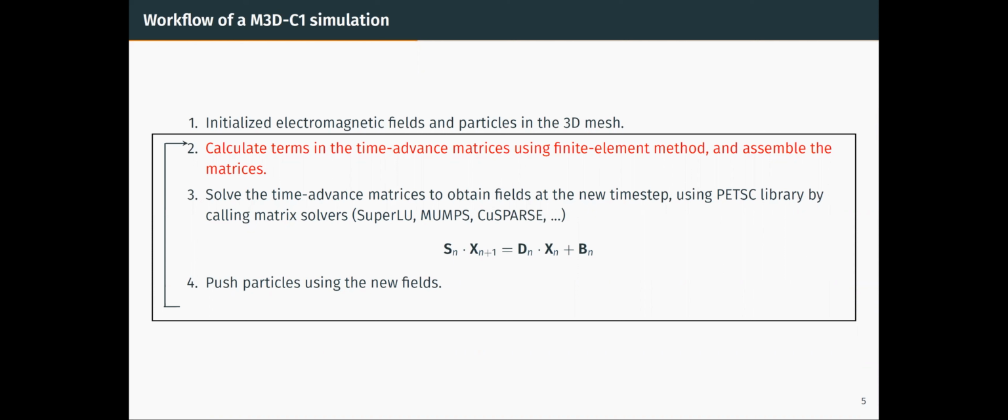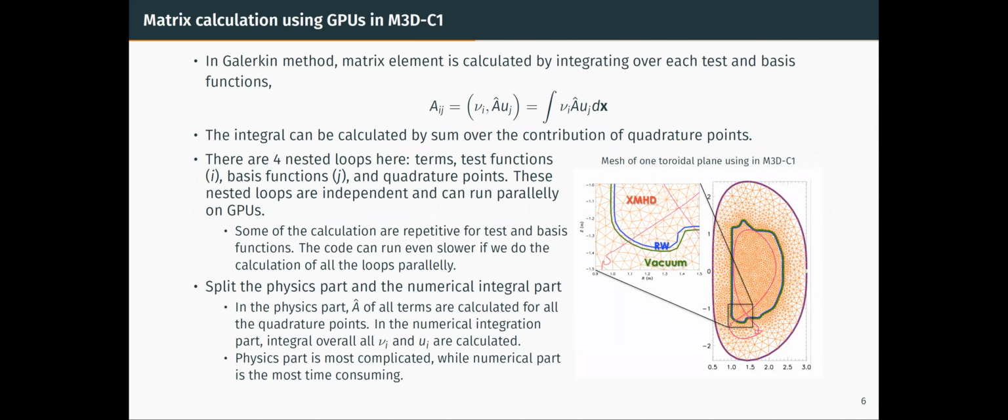Okay, so if you are familiar with the finite element method, then you know that in order to calculate this matrix using the Galerkin method, we really need to do a numerical calculation of the inner product, or a numerical integration, for our operator acting on a basis function, then do an inner product with the test function. So this integral can be calculated by summing over the contributions of different quadrature points. But we need to calculate for all the functions, which means all the bases and all the test functions. So now we have four nested loops here.